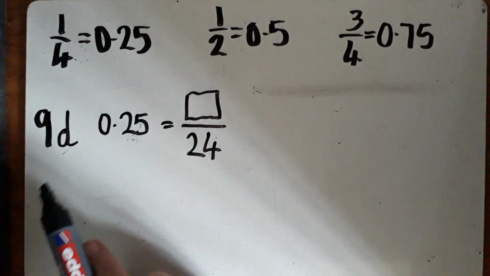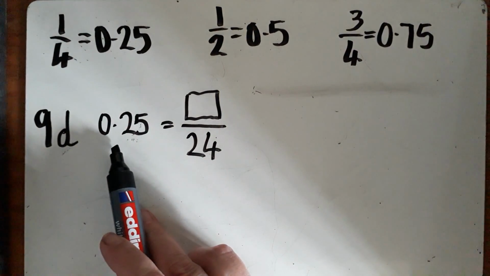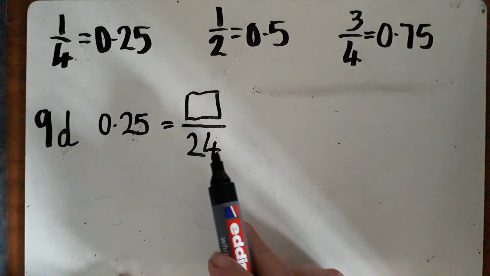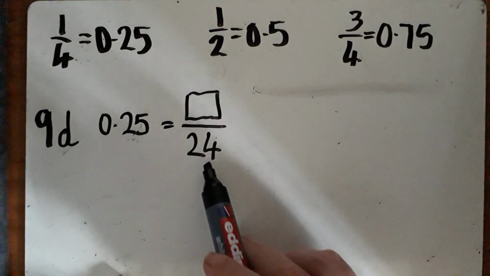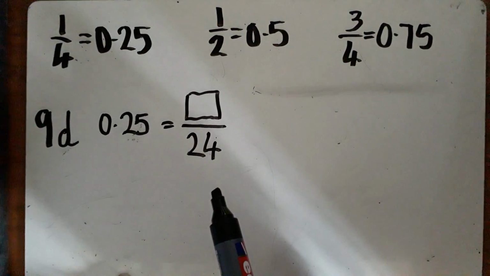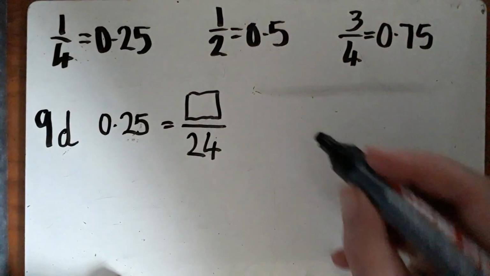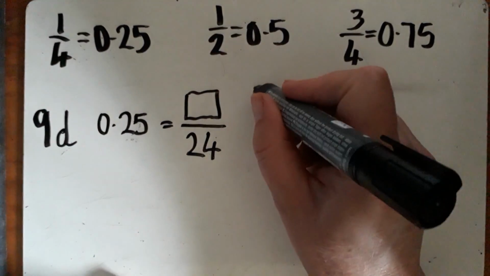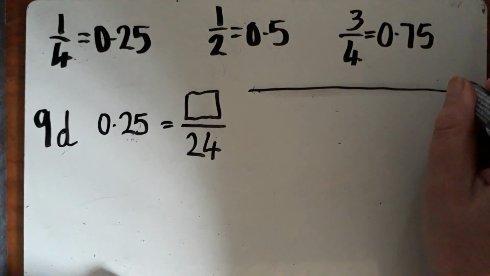Okay, here we go, 9D. 0.25 is the same as something over 24. Looks horrible, don't be scared. Okay, all right, because we're going to use our understanding of bar models to help us.